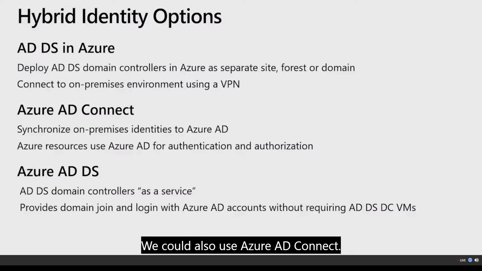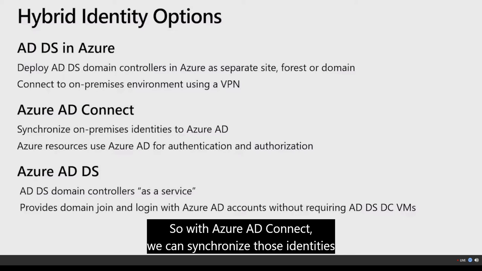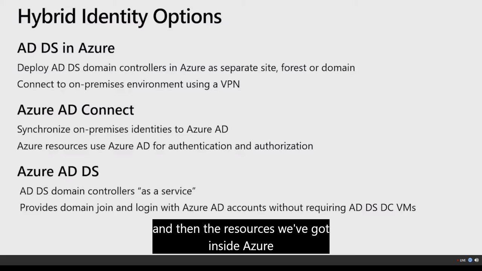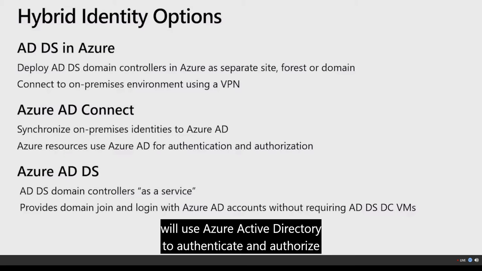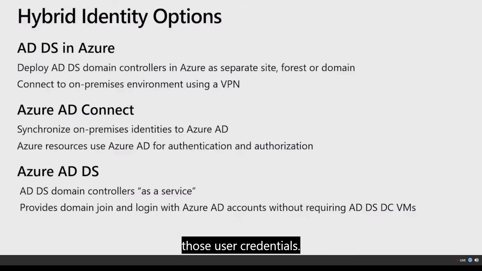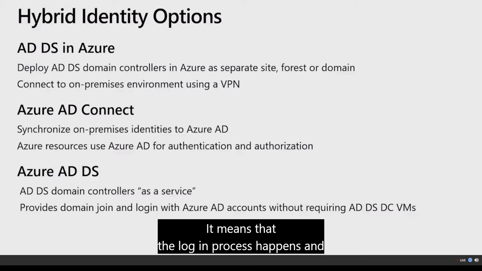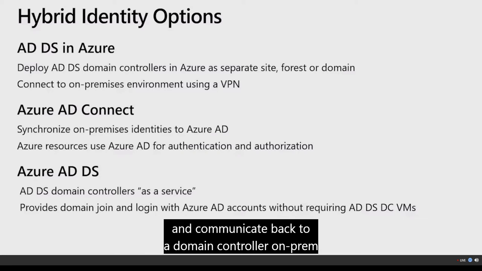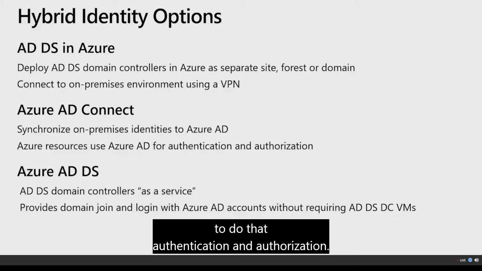We could also use Azure AD Connect. So with Azure AD Connect, we can synchronize those identities from our on-premise Active Directory into Azure Active Directory. And then the resources we've got inside Azure will use Azure Active Directory to authenticate and authorize those user credentials. It means that the login process happens and the Azure resource doesn't have to try and communicate back to a domain controller on-prem to do that authentication and authorization.